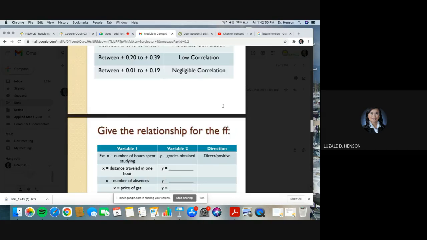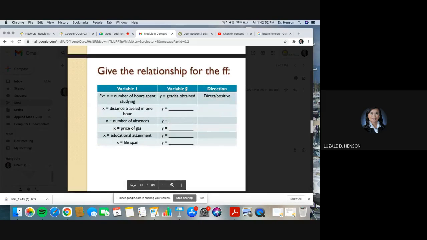So we have here: give the relationship of the following. For example, number of hours spent studying. So your variable y is the grades obtained. Your direction, as you increase the number of hours studying, there is the tendency that your grades will also increase. So there is a positive, direct relationship here.